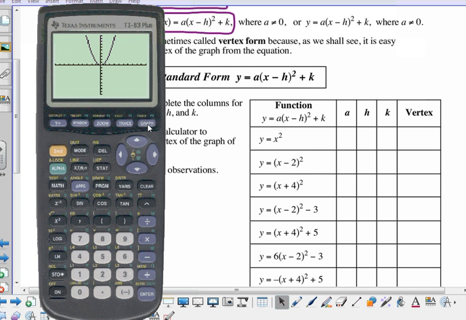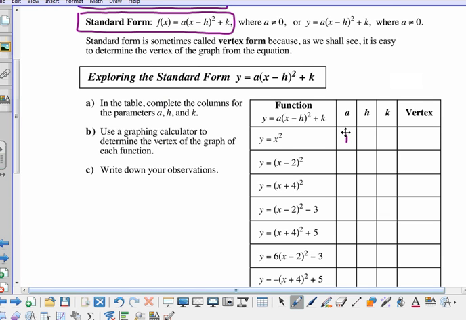So what's our a value? A value is the number in front of x squared. What is it if you can't see it? No, 1. The coefficient would be 1. So here a is 1.